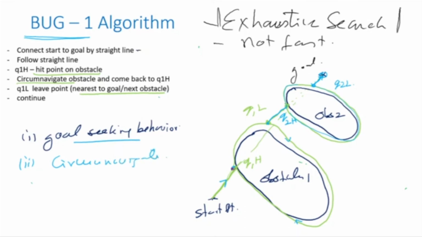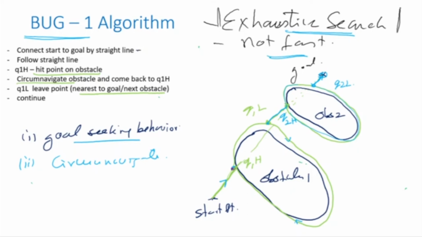Now, as I said before, the robot is a point and it has no eyes, so it can't see. It's a program which is going to execute this motion. It will always go towards the goal, and if it hits an obstacle, circumnavigate, find the leaf point which is nearest to the next obstacle or the goal, and then go to the obstacle, circumnavigate, and then go to the goal in this case. Now this search is an exhaustive search and it is not fast.